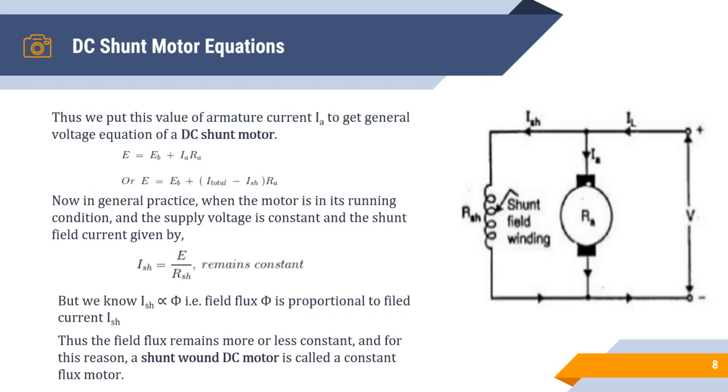But we know that phi, the field flux, is directly proportional to the field current ISH. Thus the field flux remains more or less constant, and for this reason a shunt wound DC motor is called a constant flux motor.